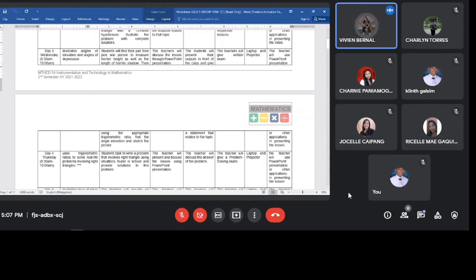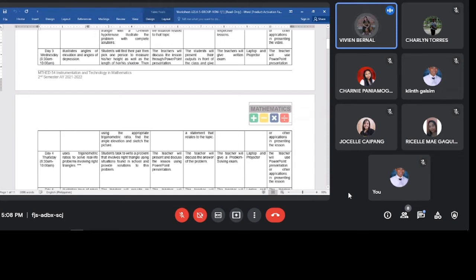For day 4, which is Thursday, 8:30 a.m. to 10 a.m., the learning competency is using trigonometric ratios to solve real-life problems involving right triangles. For contextualization, students are tasked to write a problem that involves a right triangle using situations found in the school and provide solutions to this problem.